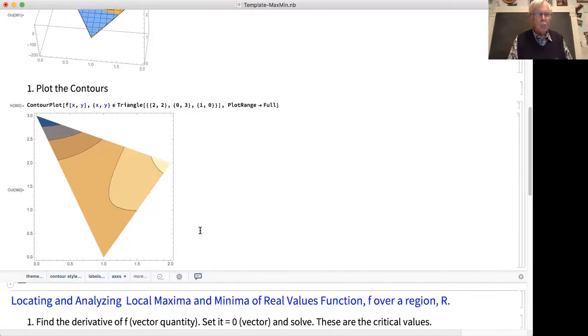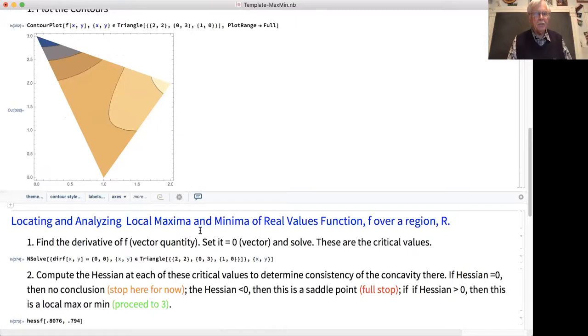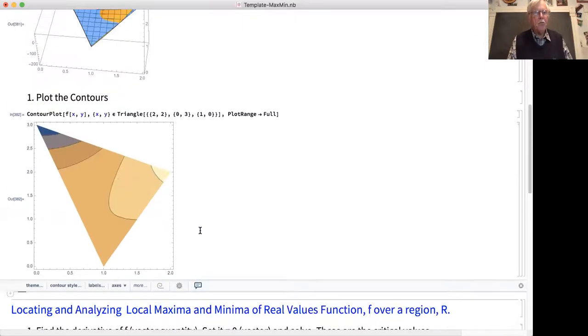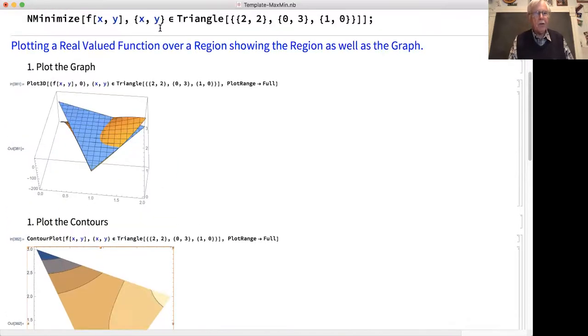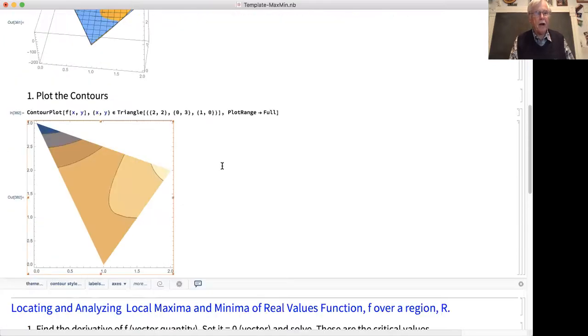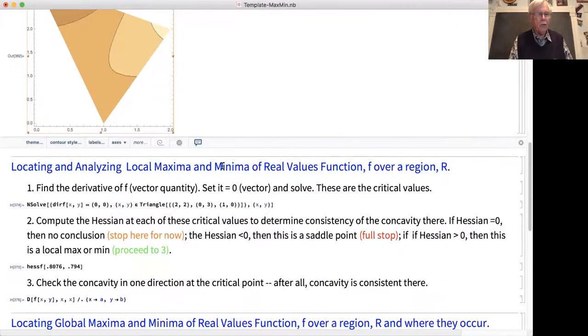I like rainbow in particular, but here are the two plotting things that we can see. And we can see from this directly that the maxes and mins are likely at, this is likely a max and this is likely a min just from the contour plot. We can see the same thing from the graph. This is the high point here and the low point is down there of the graph. So these should occur at the corner points.